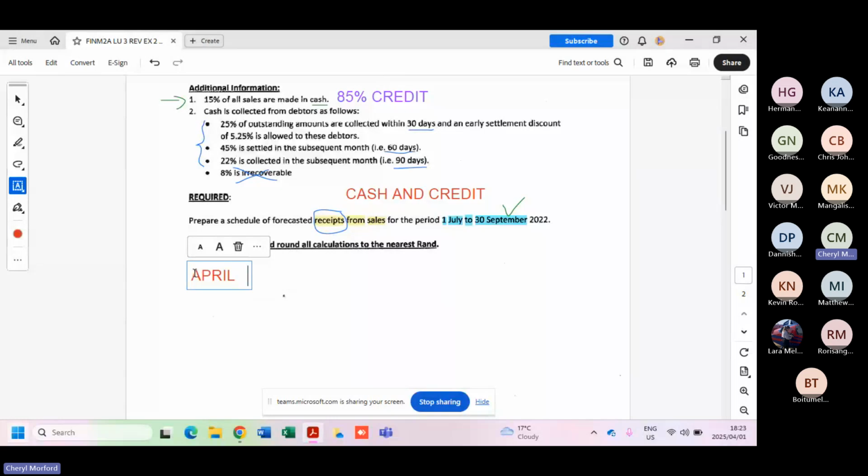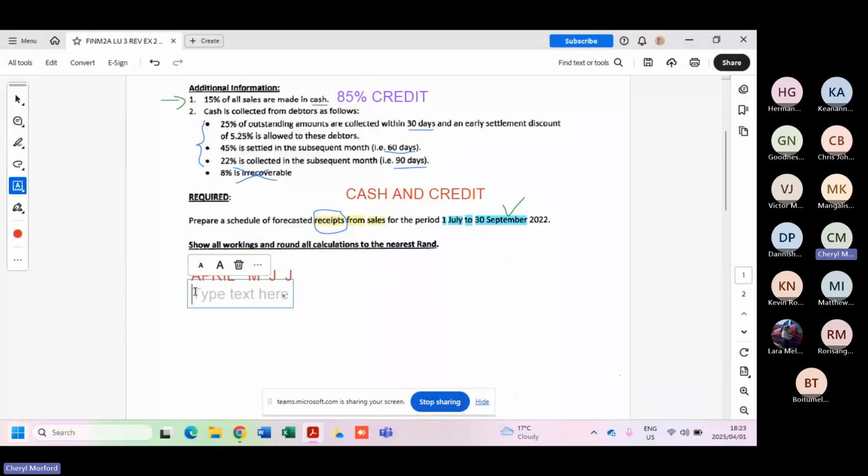So the first payment comes in after 30 days. So that will be May. Then we're going to get the second installment in June and the last installment in July. So we're just going to go like that.